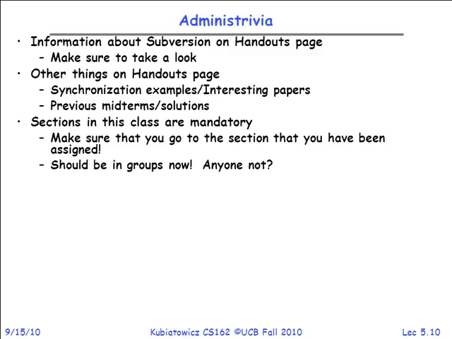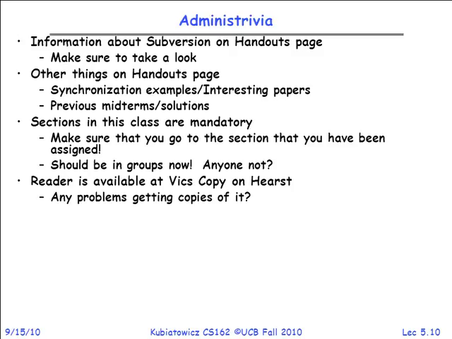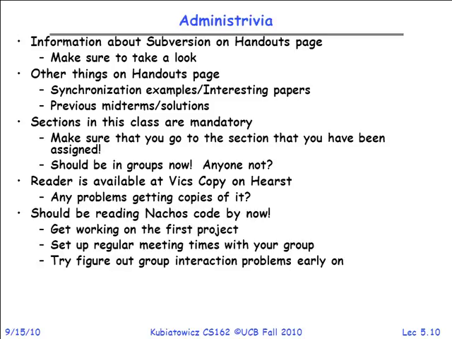Readers available? Have people been able to get it? Okay, good. Once you know it's at VIX instead of Copy Central, that's a little simpler. How many people have started looking at Nachos? Good. Okay. I see the rest of you have thought about starting to look at Nachos, right? Okay, good. The other thing I'd say is, at the very beginning, start figuring out whether your group has interactive issues, because it's good to fix those early rather than later.